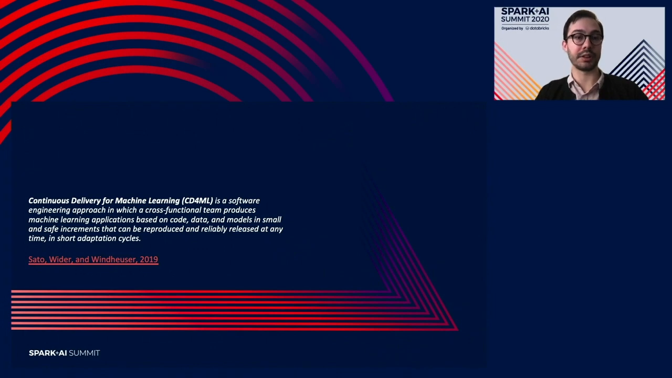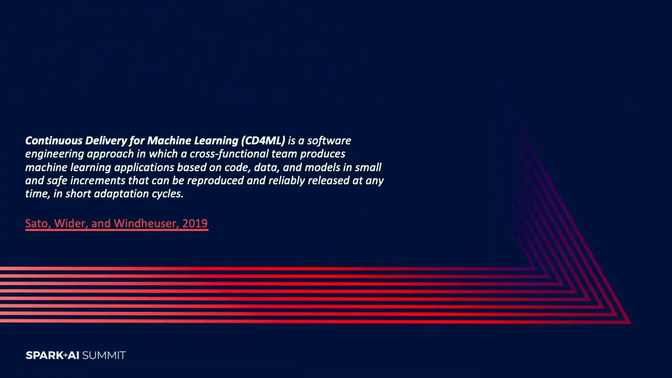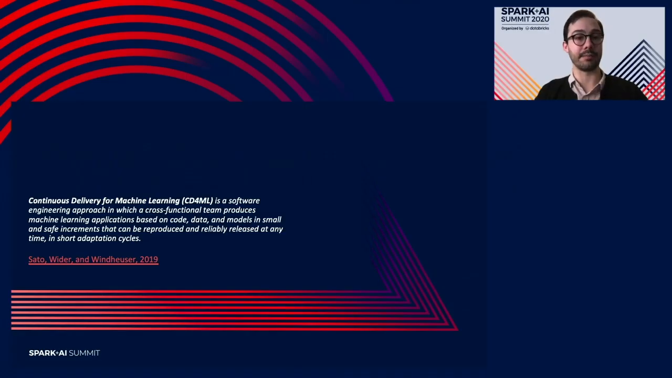So I wanted to start with this quote from Sato, Wilder, and Windhauser from last year. They had this great article talking about what they called CD for ML, or continuous delivery for machine learning. And I think it really encapsulates a lot of the problems and goals that teams run into when trying to actually build out machine learning pipelines at scale.